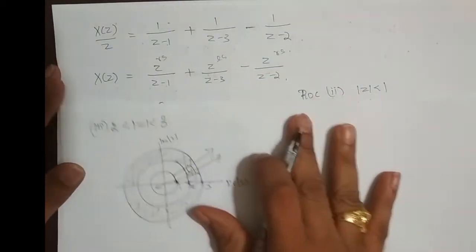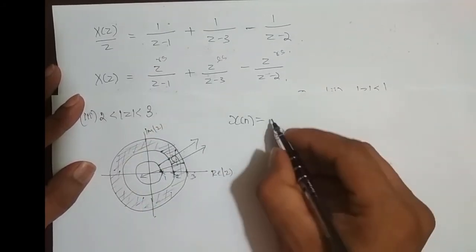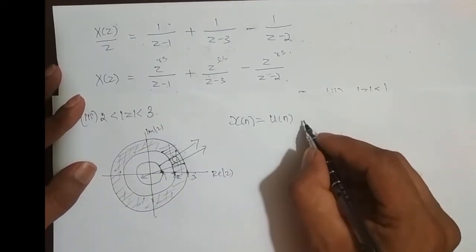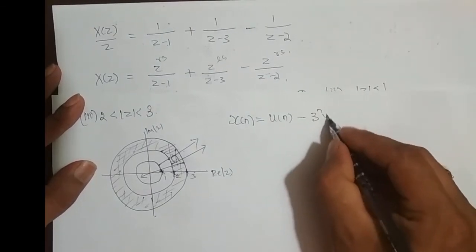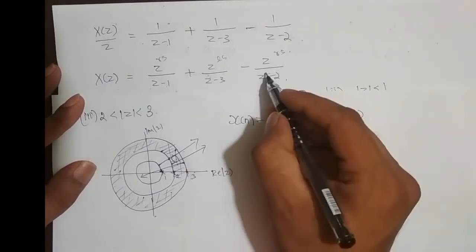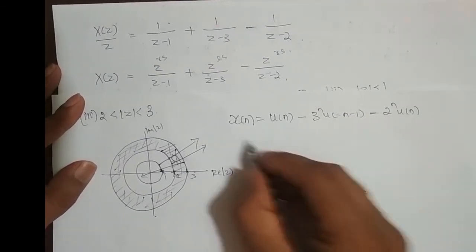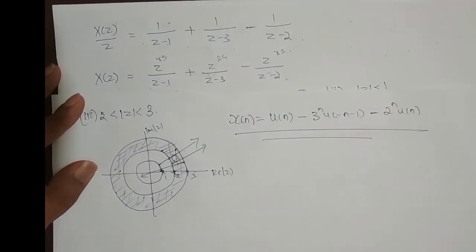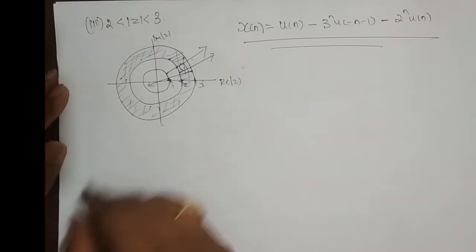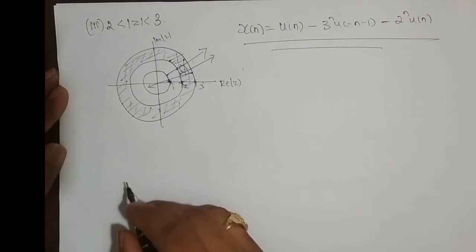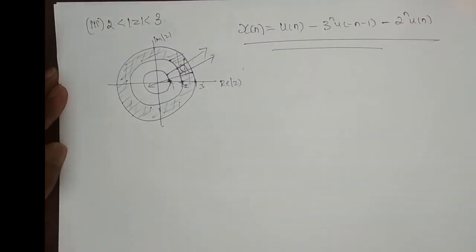Okay, so what do we get? x of n is equal to, this is a right sided sequence, which is u of n. This is a left sided sequence, minus of 3 power n u of minus n minus 1, and this should be a right sided sequence, minus of 2 power n u of n. Okay, this is the solution. I will give you a few exercise problems, and I will give you the intermediate results also. You just try and cross check your answers.